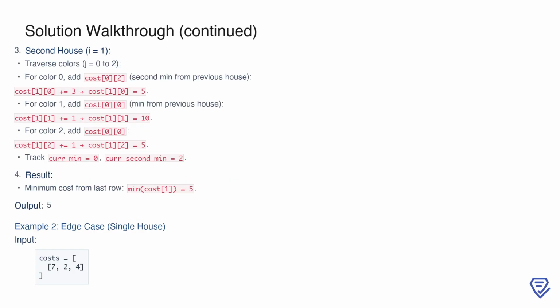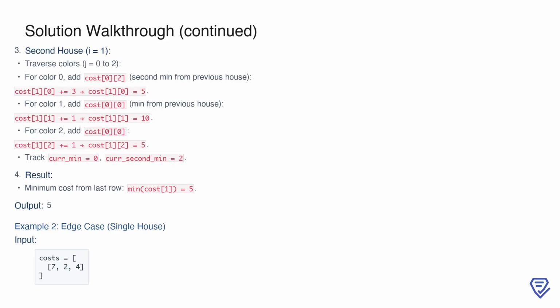For the second house, we repeat a similar process. This time, we use the prev_min and prev_second_min from the first house to compute the new costs. For color 0, since it matches the prev_min_color, we add the second minimum cost from the previous house, which is 3. This updates the cost for color 0 to 5. For color 1, we add the previous minimum cost, which is 1, resulting in a total of 10. Similarly, for color 2, we add the previous minimum cost, updating it to 5.